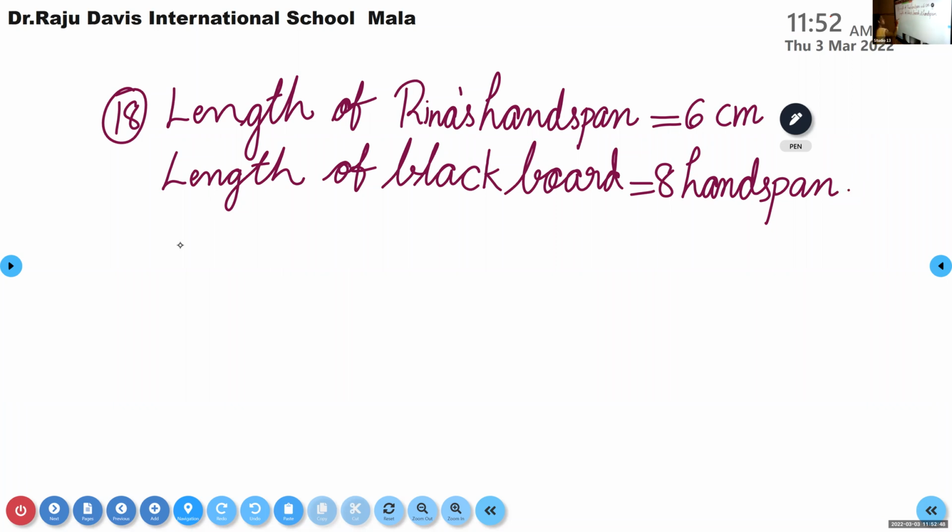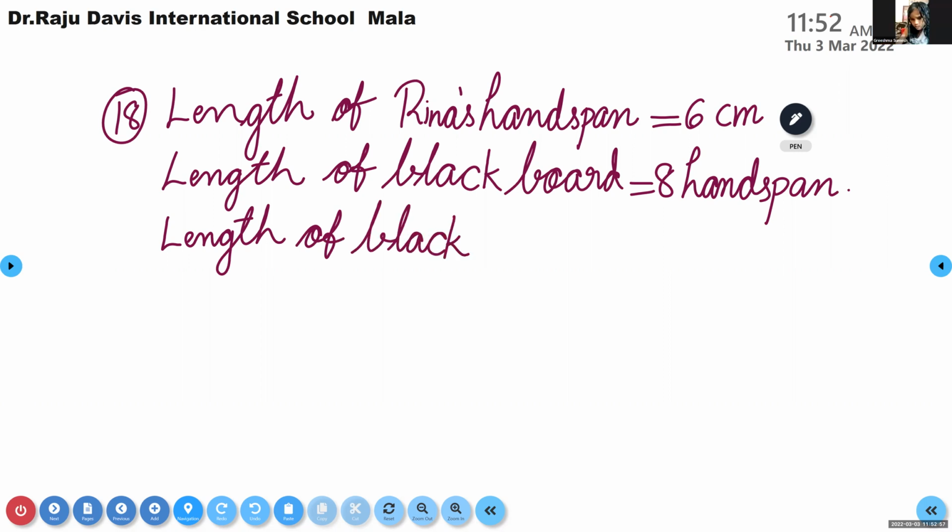So third step also we can write like this. Length of blackboard equal to, here we can multiply the numbers. How to multiply? 6 into 8.